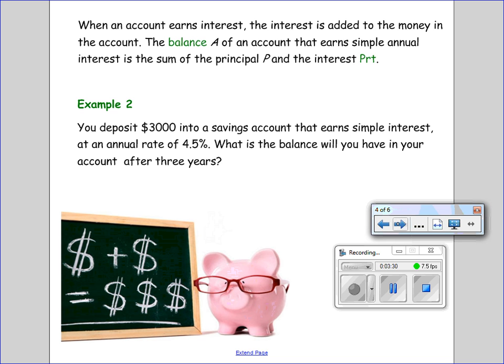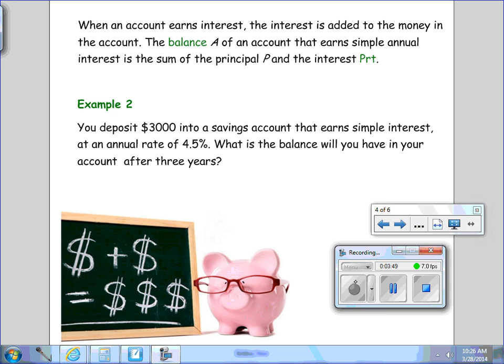When an account earns interest, the interest is added to the money in the account. The balance A of an account that earns simple annual interest is the sum of the principal and the interest, which you get with the PRT. So in example 2, you deposit $3,000 into a savings account that earns simple interest at an annual rate of 4.5%. What is the balance that you will have in your account after 3 years?